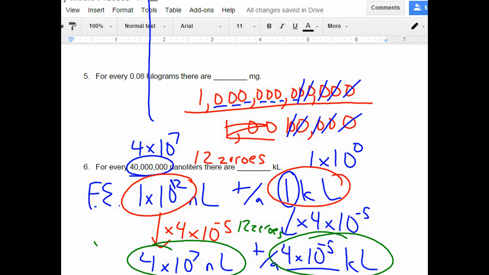Hope that helps. We'll try a little bit more with this tomorrow. We're going to keep working with the scientific notation too.